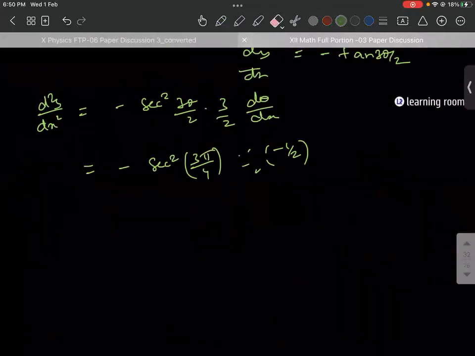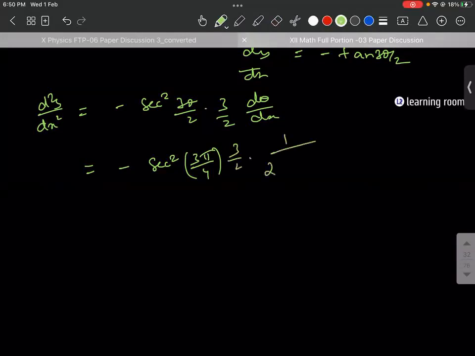Oh, I tell you what you did is 3 by 2, 1 by 2 of sin 2 theta minus sin theta. This is what you did. Yes, sir. Right. So minus, what is secant square 3 pi by 4? Minus 1 by... Sir, even now we will get minus of, sir.